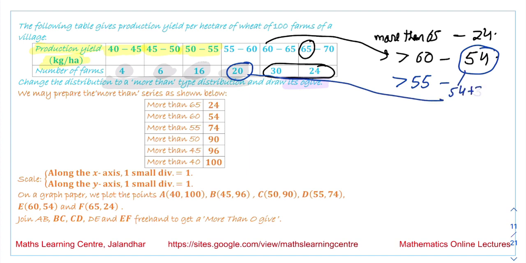It is 54 plus 20. These two values are 54. Actually, we are calculating the sum of all these three values. The sum of these two values we have already calculated, it is 54. So we write 54 plus 20, and the answer we get is 74.